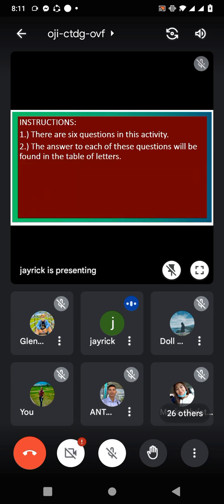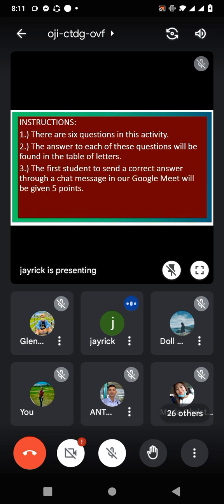The first student to send a correct answer through a chat message in our Google Meet will be given 5 additional points. Another thing is that answers have to be sent through a chat message in our Google Meet. These answers will only be recognized.